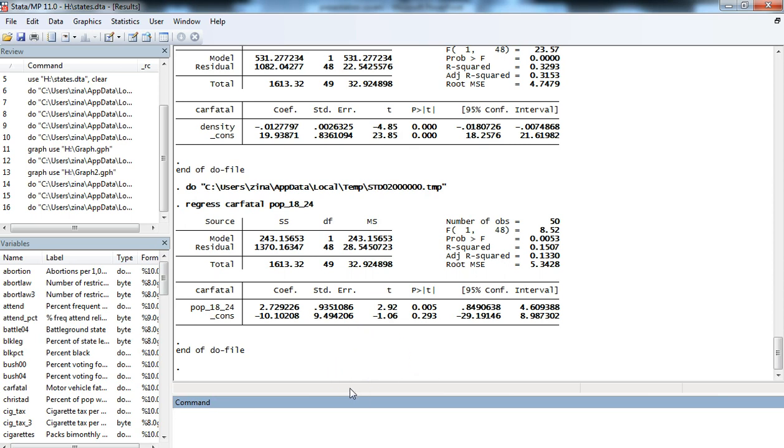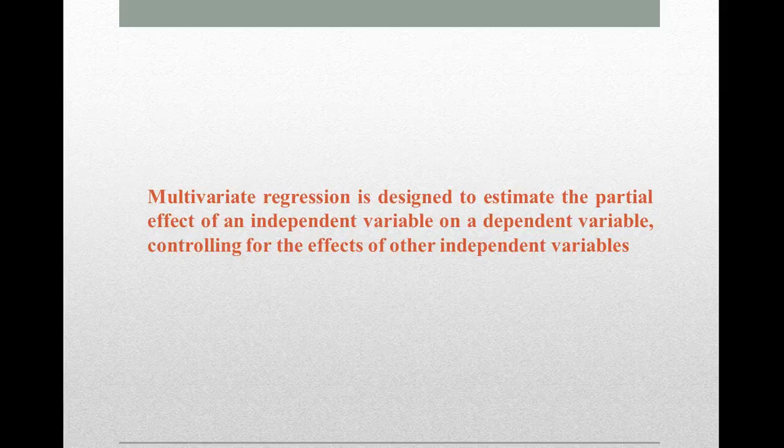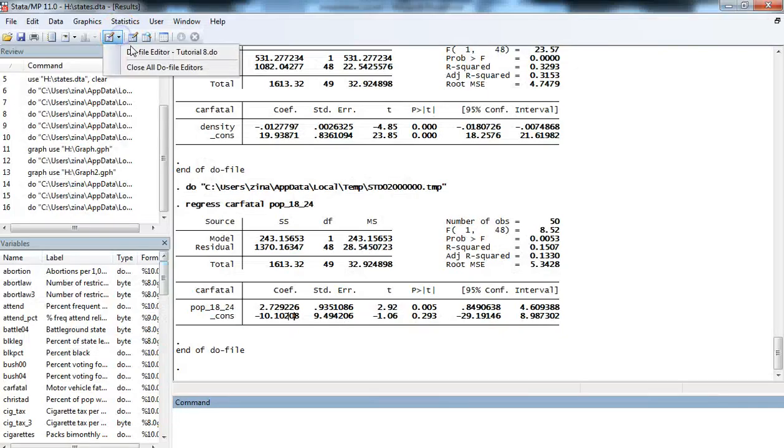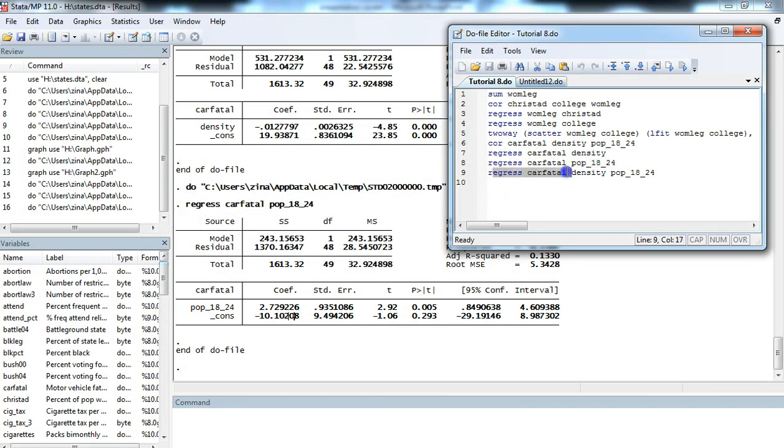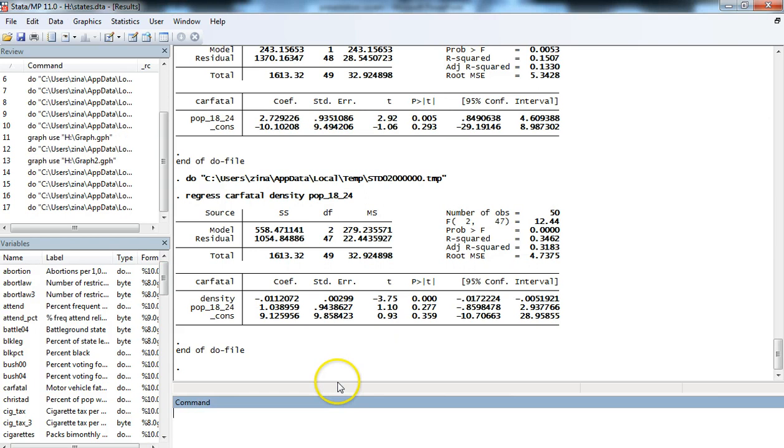But what if we want a model that looks at the two independent variables together? This is where multivariate regression comes in. Multivariate regression is designed to estimate the partial effect of an independent variable on a dependent variable, controlling for the effects of other independent variables. We run another regression, which looks at two independent variables, the density and the population age. As you can see, the coefficient column provides the information we need to isolate the partial effect of each independent variable on the dependent variable. And we can come up with a multiple regression equation.